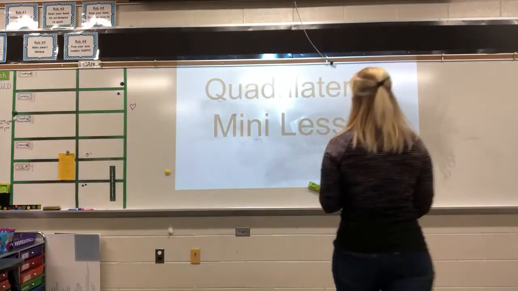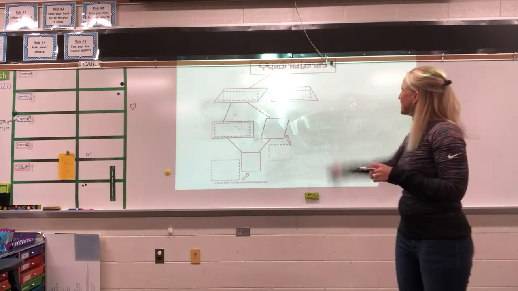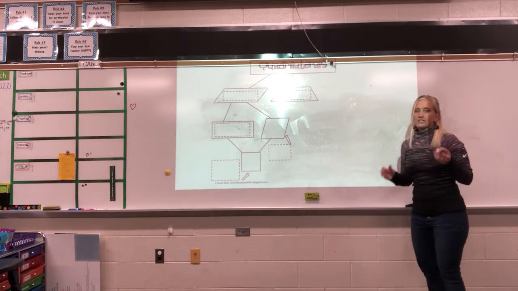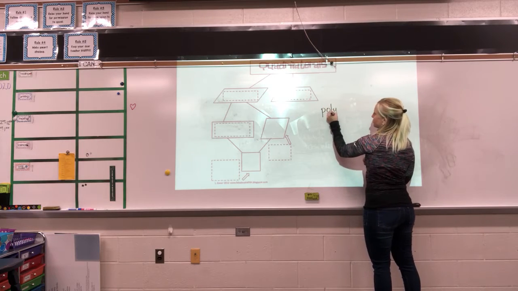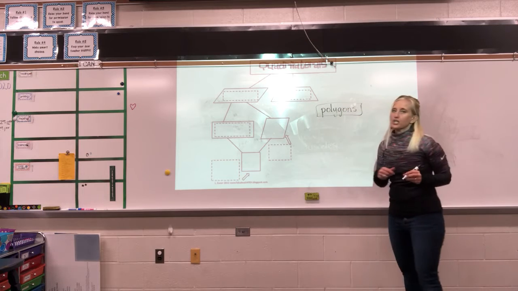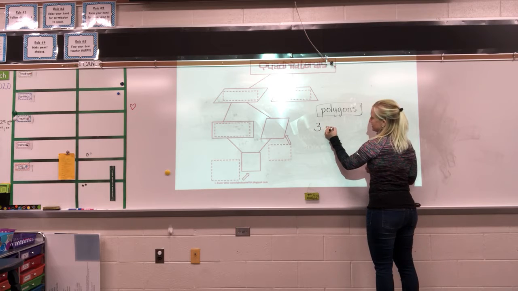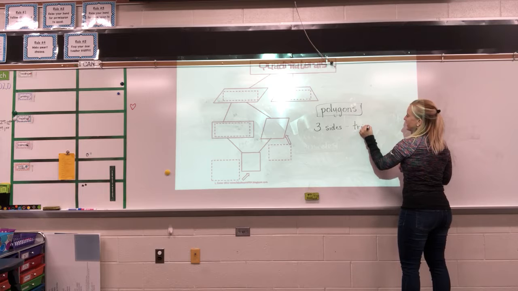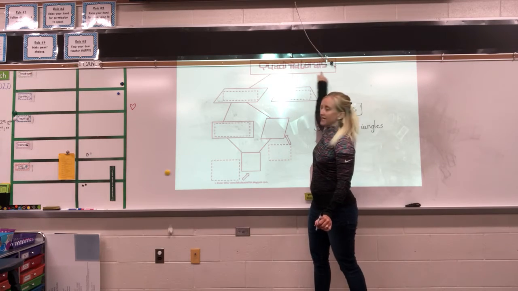Okay, quadrilaterals mini lesson. Let's look at this. When we're looking at quadrilaterals, a quadrilateral is a four-sided shape. When we talk about shapes, we're going to talk about polygons. A polygon is really any shape that you know of. If that polygon has three sides, it's a triangle, and you know that. If it has four sides, it's a quadrilateral.